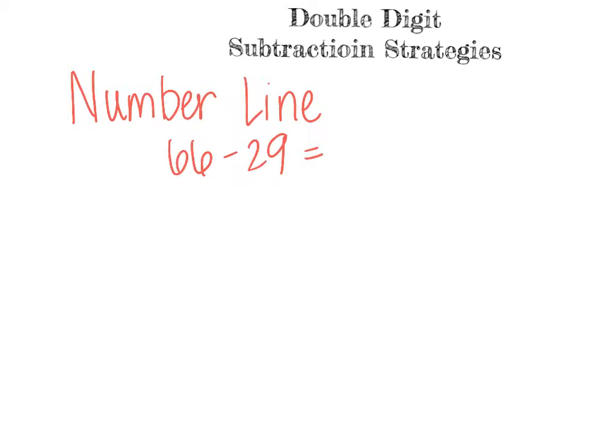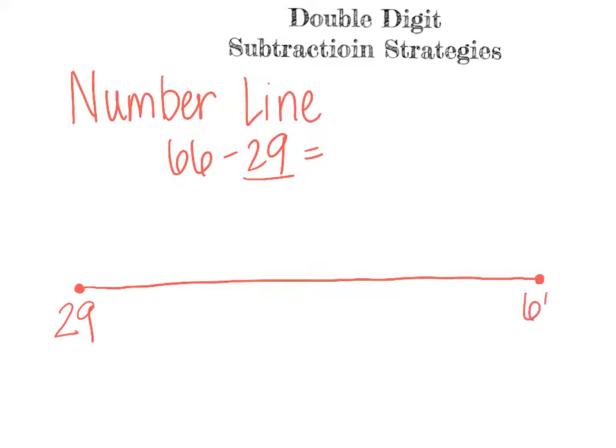Okay, so first things first, I'm doing a number line, so I gotta have a line, right? I'm going to draw a line. And we are going to start with the smaller number, so we put it at the beginning of our number line. We're starting with our smaller number, which is 29. Now we need to put the larger number at the end of our number line. So I start with 29 and I need to end with 66.